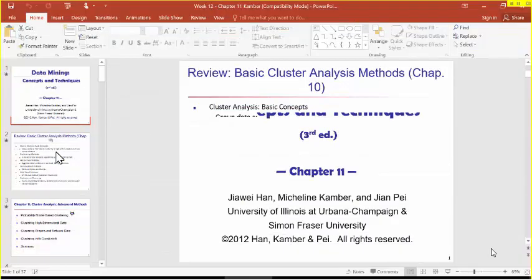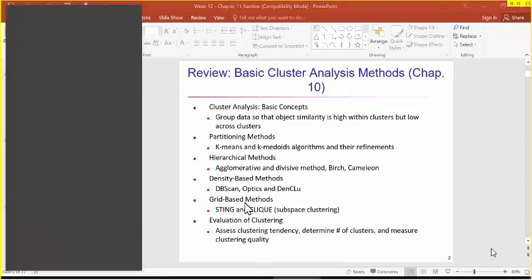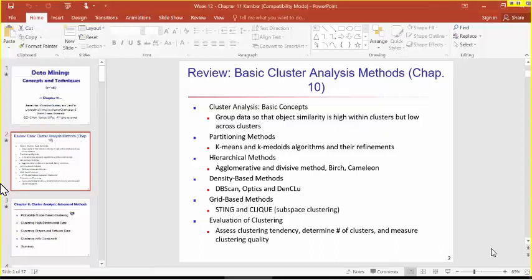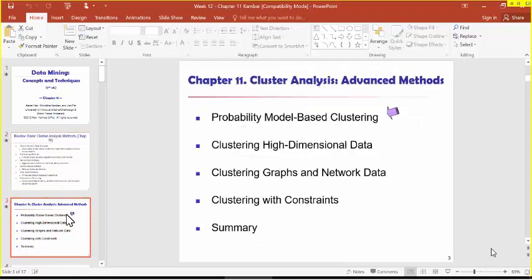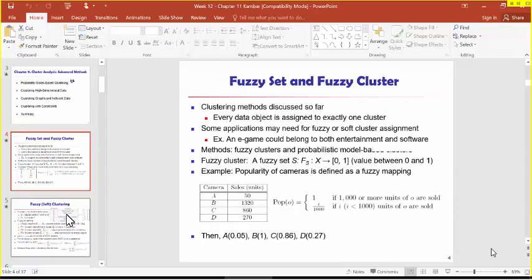Now this lecture is also about clustering, and it has some advanced topics in clustering. We'll study model-based clustering, clustering high-dimensional data, clustering graphs and network data, and clustering with constraints. So the first one is fuzzy set or fuzzy clustering.